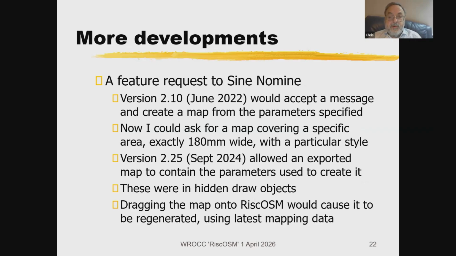Bearing in mind now that producing the map involved a lot of interaction, I made a feature request to Sine Nomine. Could RiscOSM accept a message to say, please make me a map this wide, this high of this place? Left-hand edge here, right-hand edge here, etc. And now I could ask for a map covering a specific area with a particular style sheet. So let me demonstrate that.